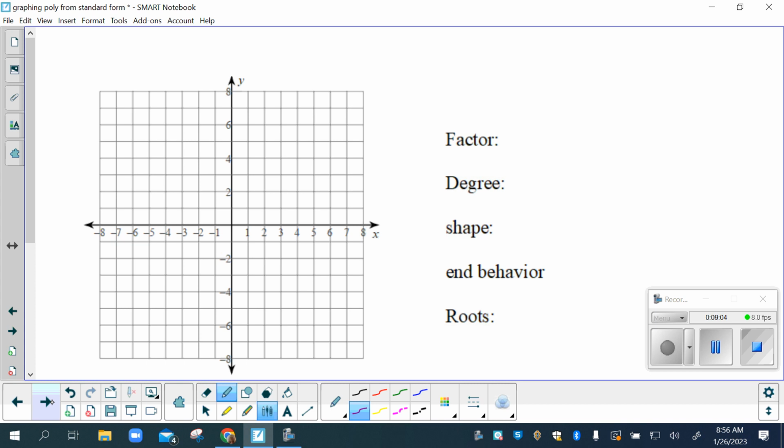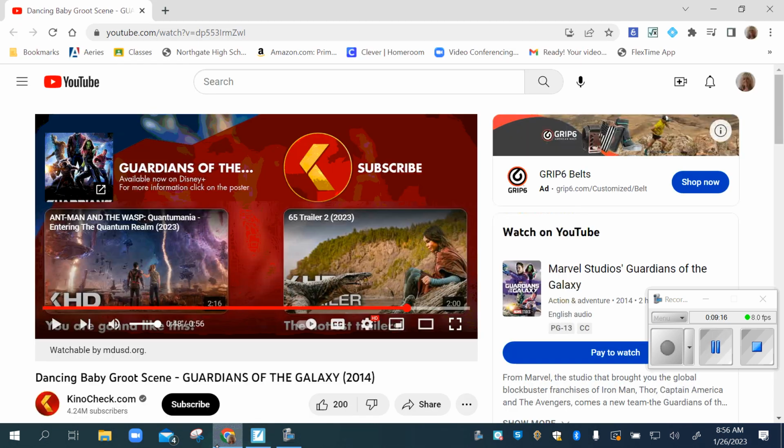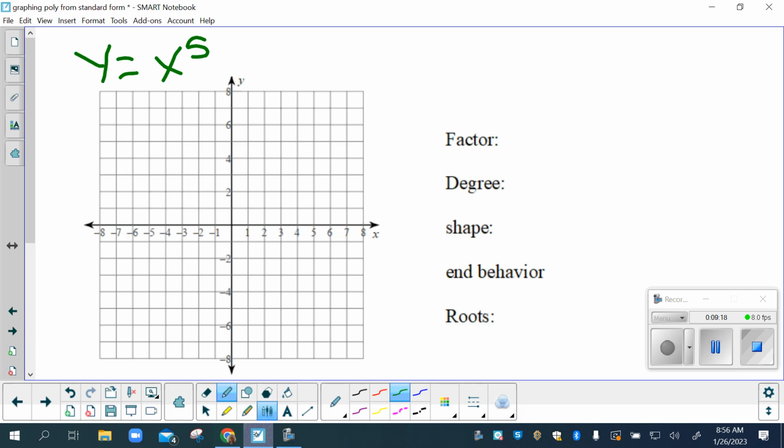What will be required on the test is a problem like number 4. I'm going to write it up here for you. y equals x to the 5th minus 2x to the 4th, and I made a mistake on this, so write minus 8x to the 3rd. That would be on the test.